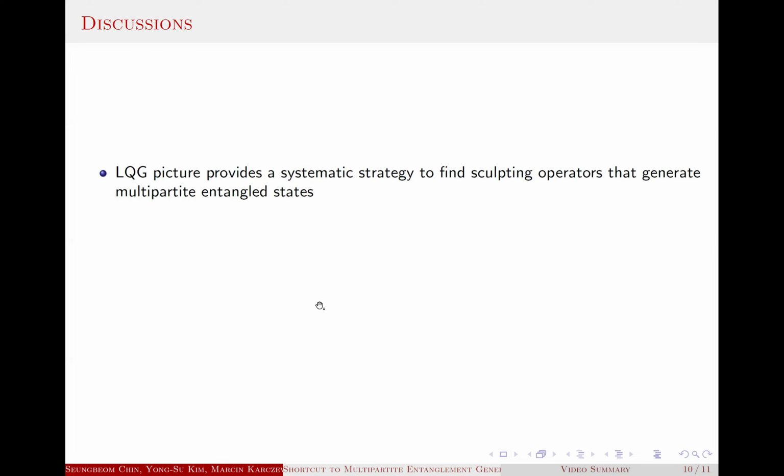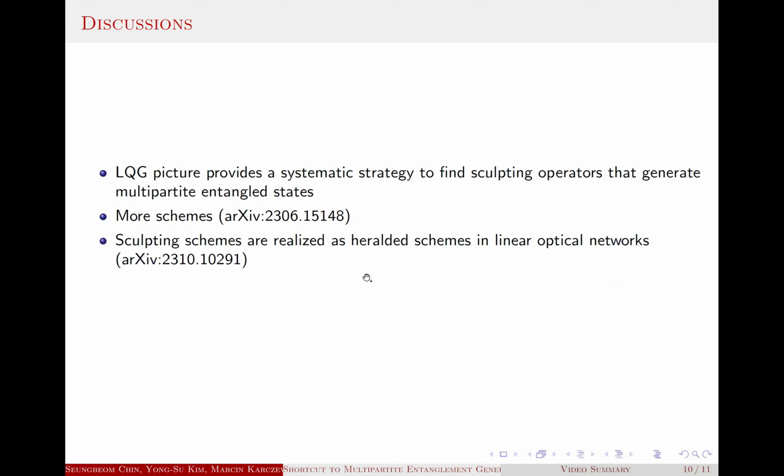And this paper was uploaded about 1.5 years ago, actually, so I have written several follow-up papers related to this graph approach. For example, we can find more schemes for the other types of entanglement, like the results in this follow-up paper. And also, as I mentioned one page ago, we have provided the translation rules from the sculpting bigraph elements to linear optical circuits in this follow-up paper.